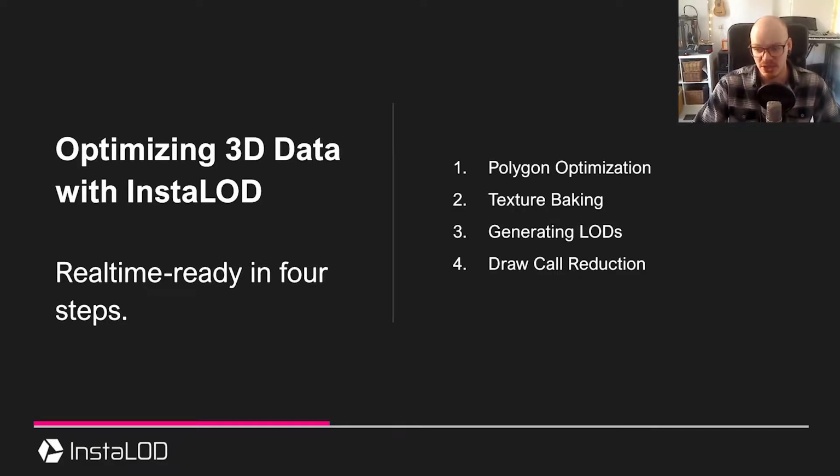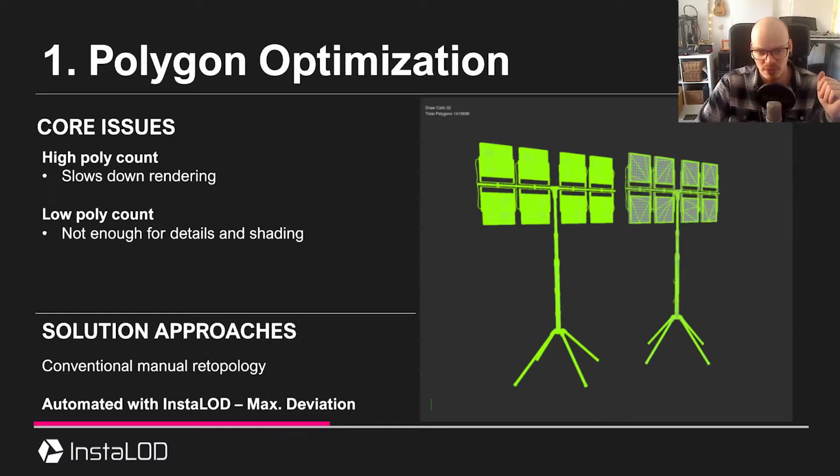Then we're going to look at generating LODs. So that means if an object is further away, we don't need all of the tiny details, so we can optimize that model for that specific level of detail. And then finally, the actual draw call reduction, which is to optimize the hardware performance, or the overall performance of the game, or the application that you're working with. So let's start off with number 1, the polygon optimization.